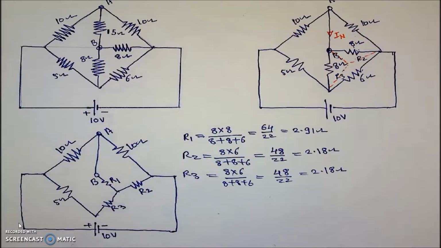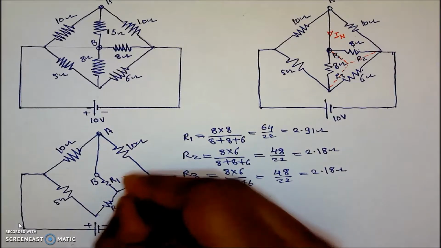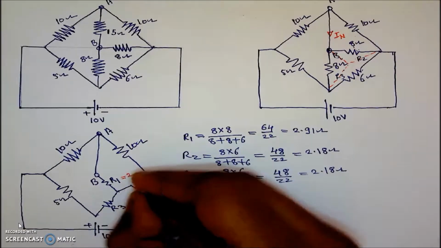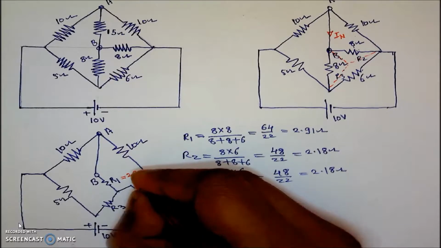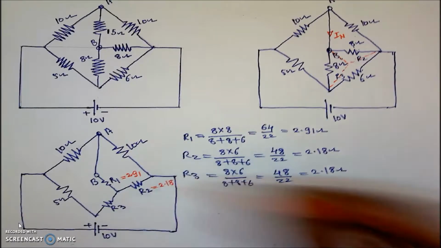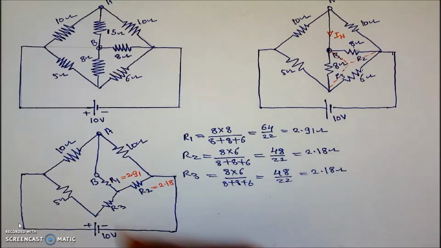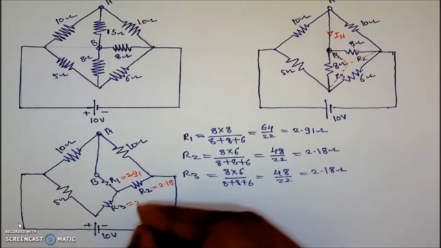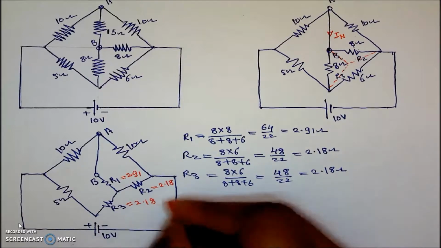I will substitute here. This R1 is 2.91. This R2 is 2.18. And R3 is again 2.18 ohm.